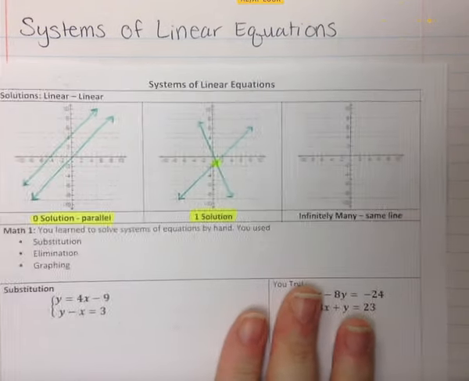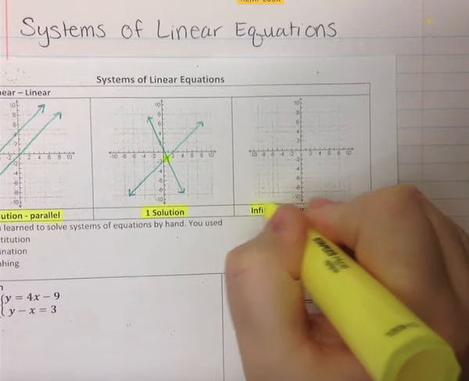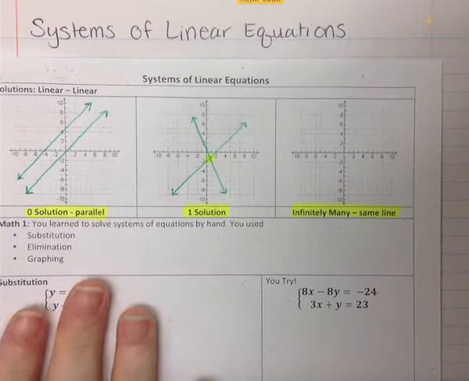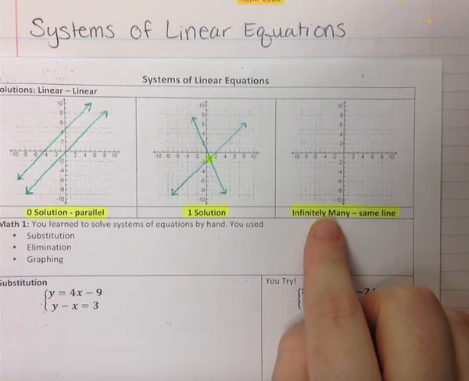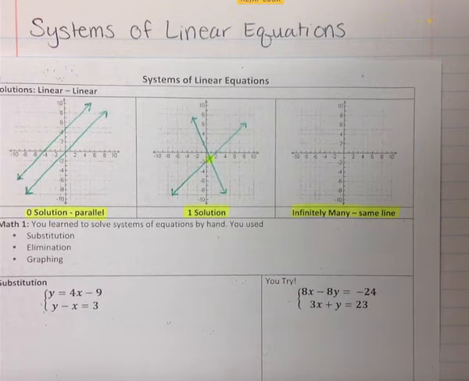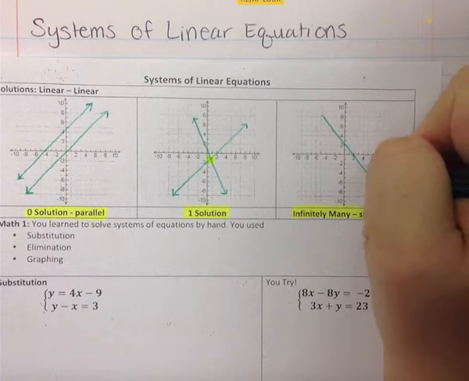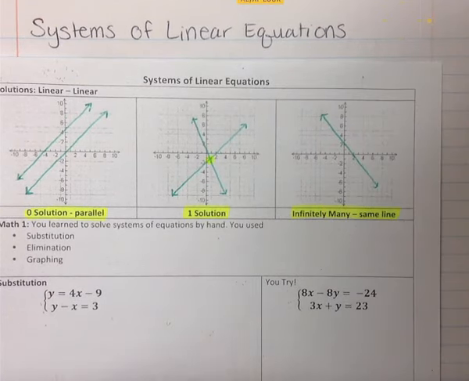One other solution you can have is infinitely many. This is when the lines are the exact same. So when you have parallel lines, you have the same slope but different y-intercepts. Infinitely many is when you have the same slopes and the same y-intercept. So if your lines end up being the exact same, then they will cross forever.